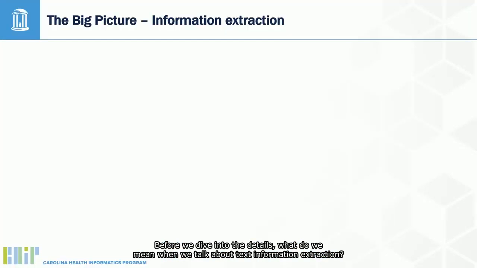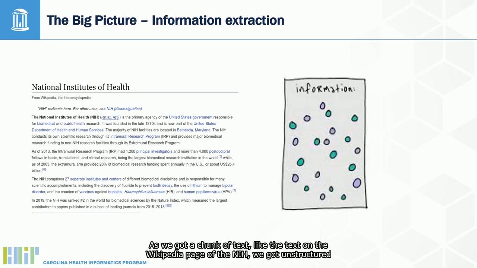Before we dive into the details, what do we mean when we talk about text information extraction? When we get a chunk of text, like the text on the Wikipedia page of the NIH, we get unstructured data, which is not organized in a predefined manner. The computer cannot recognize and interpret it. How can we extract interesting facts out of it? It's like many dots scattered randomly in this plane.